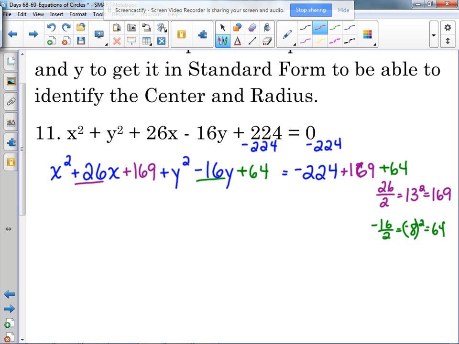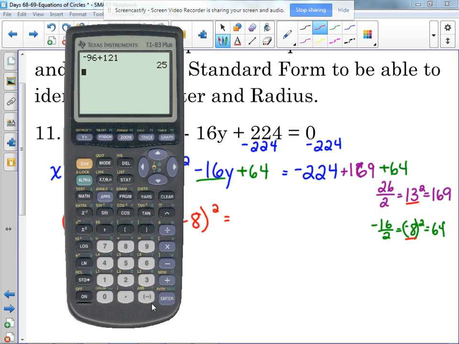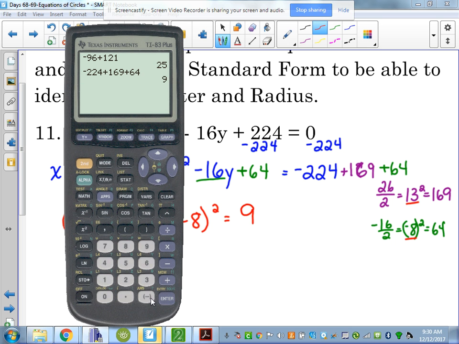The whole purpose of completing the square was so that we could factor these things. And every single time, remember how they turn out, for the first one it would be x plus the number that you squared. So it was positive 13 that we squared, so it's x plus 13 squared. Plus, with our y's, we squared negative 8, so it's y minus 8 squared. And on the right side, we're just going to add all those numbers together. Negative 224 plus 169 plus 64, and we get 9.